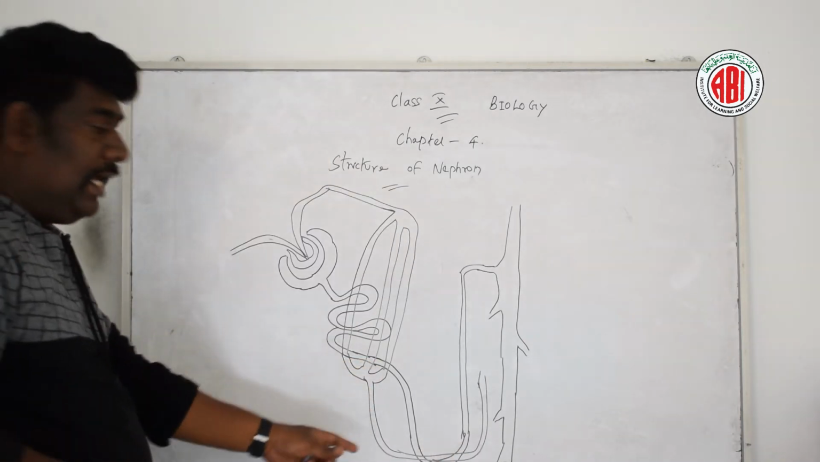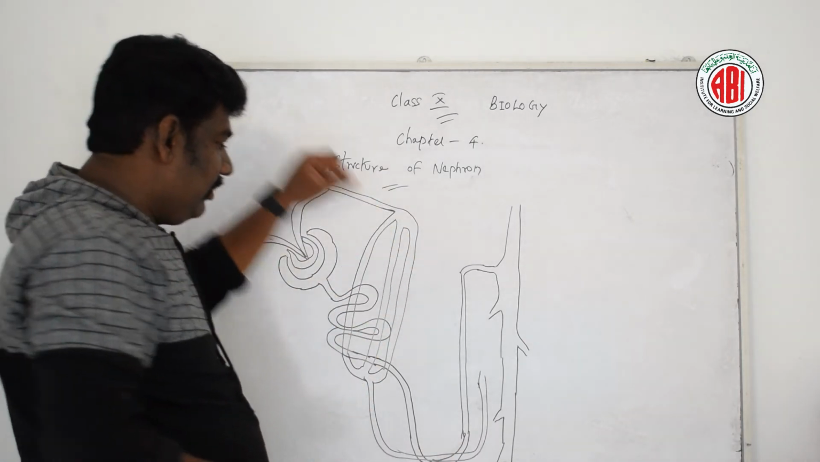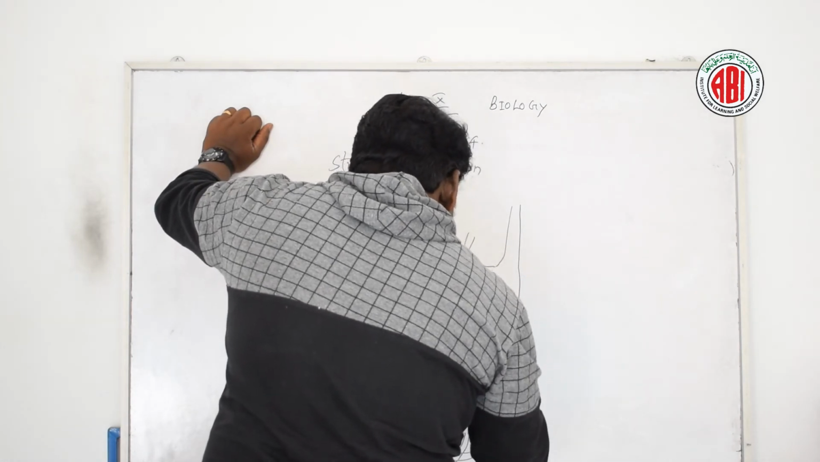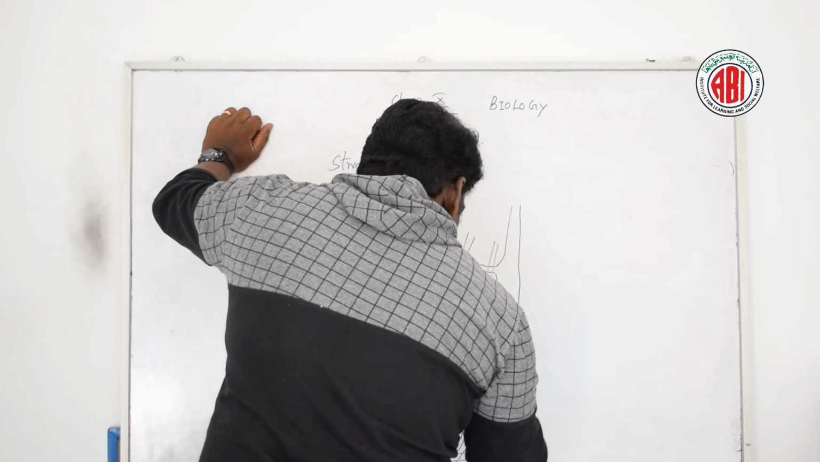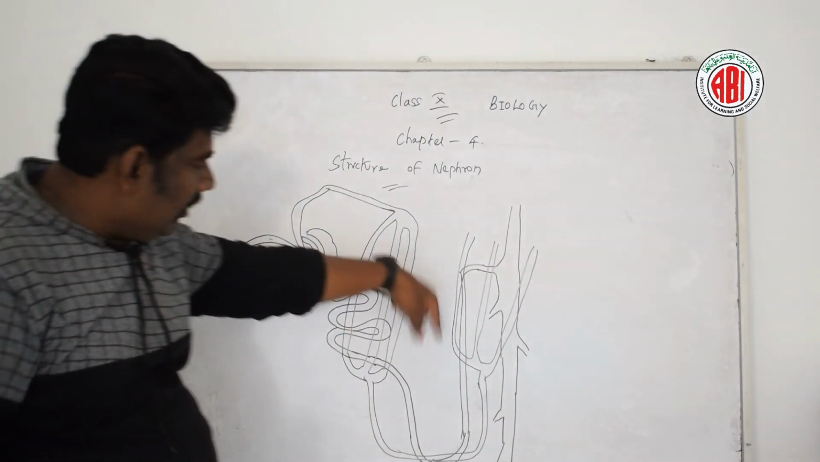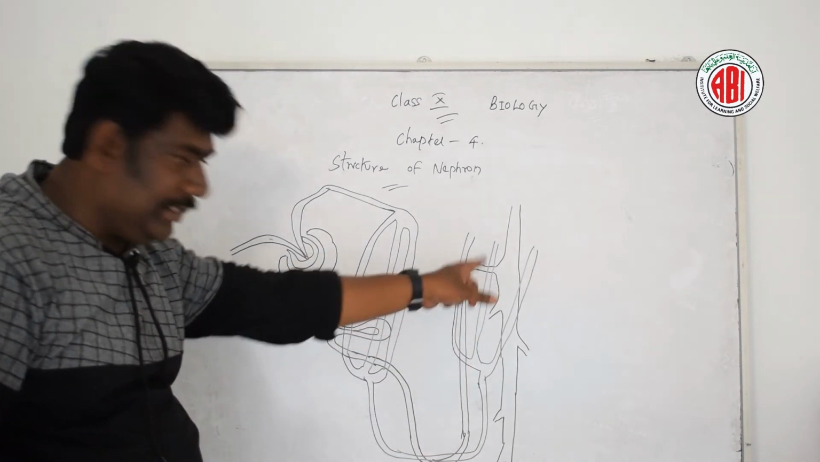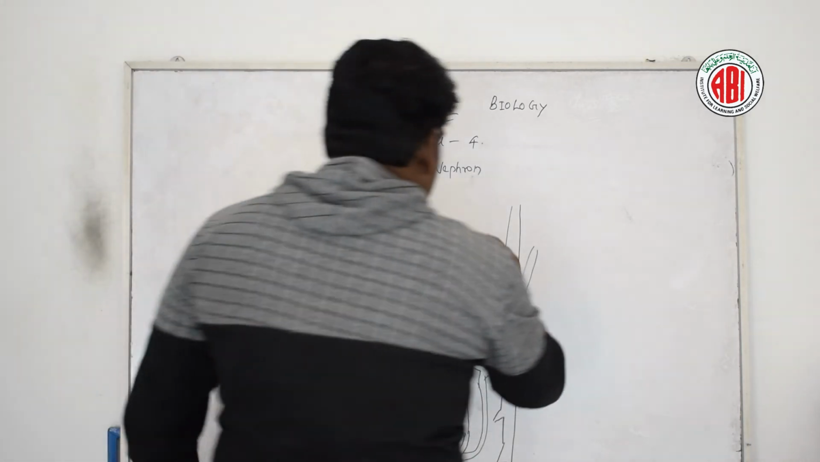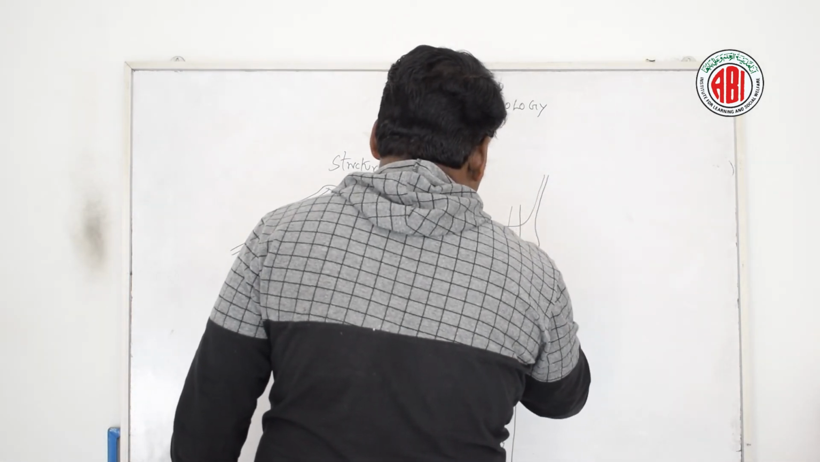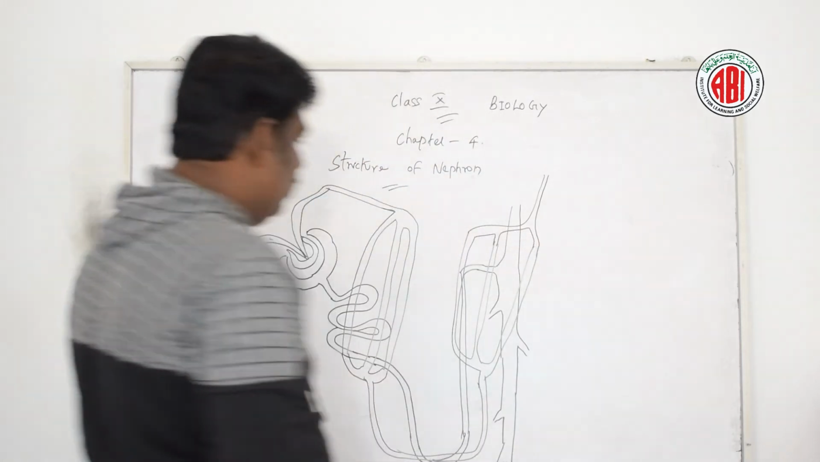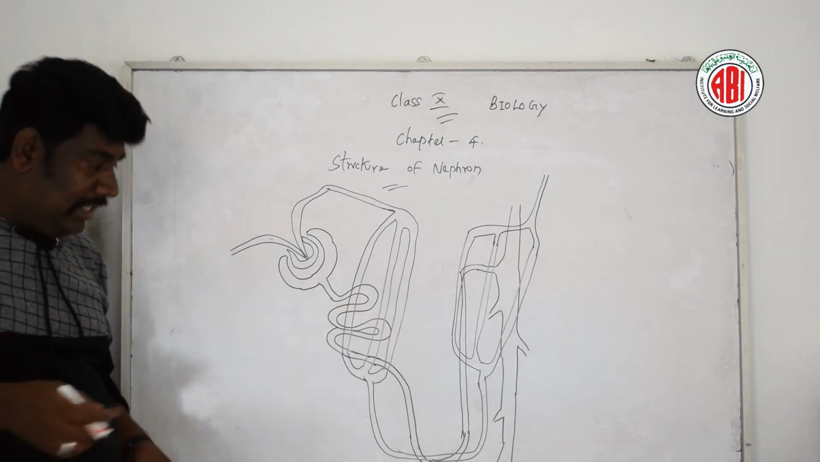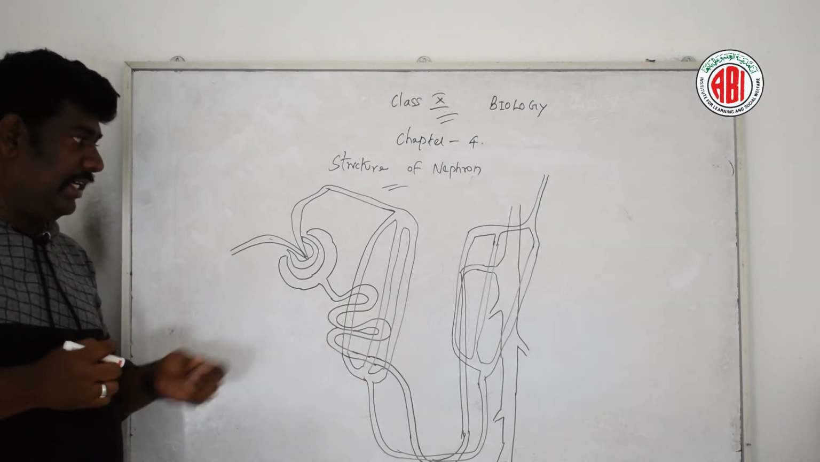Again it is the same, it is dividing into three different structures, 1, 2 and 3. Here 1, 2, 3, here also 1, 2, 3. That is connecting, overlapping, and these three are further connected like this. So this is the structure of nephron. Very simple diagram.